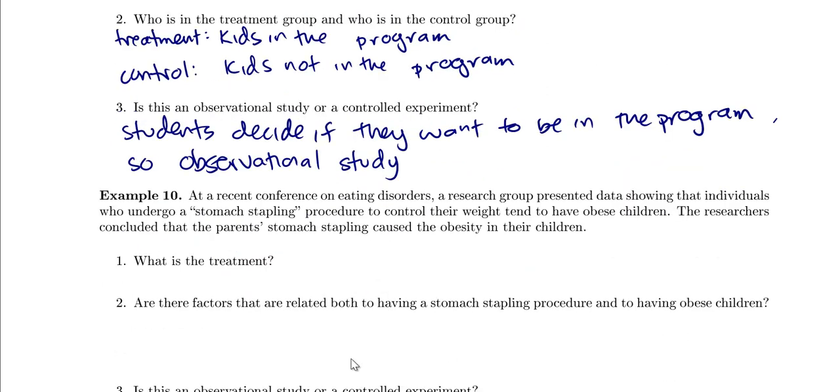Next, at a recent conference on eating disorders, a research group presented data showing that individuals who undergo a stapling procedure to control their weight tend to have obese children. The researchers concluded that the parents' stomach stapling caused the obesity in their children. If you think about that, that doesn't seem quite right. So let's go through. What is the treatment? The treatment would be having your stomach stapled.